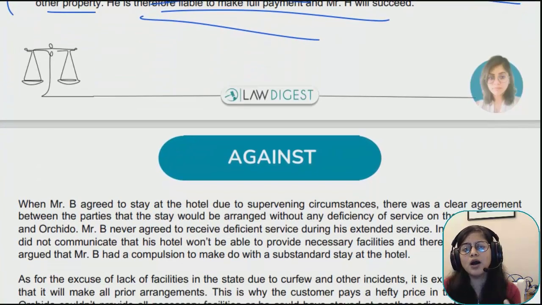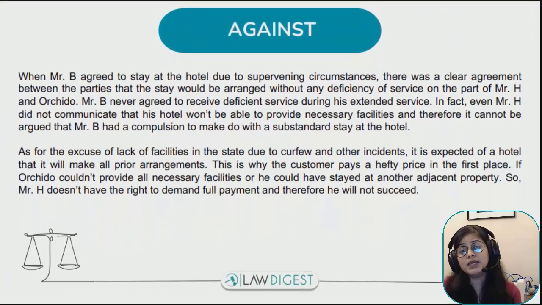For example, if you are appearing from the side of Mr. B, then what will your contentions be?